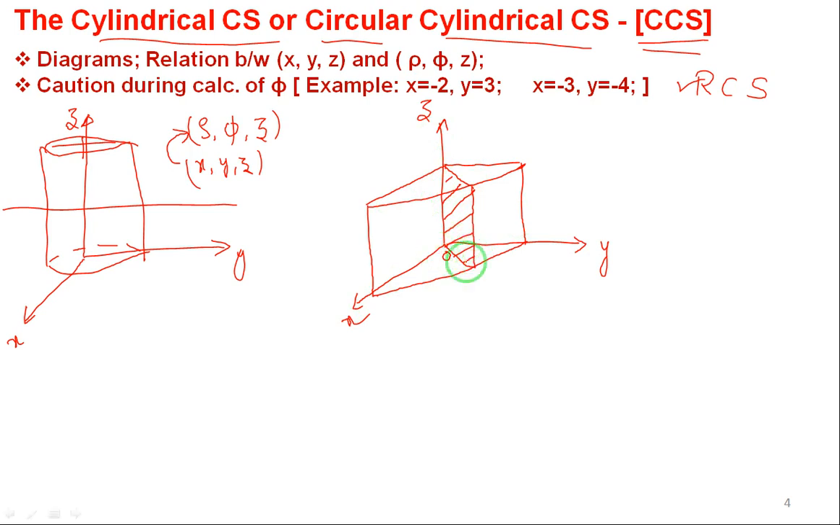Is it fine? The distance from the origin to here, the radius of the cylinder, let me call it rho, and the angle made with respect to the x-axis by this plane is phi. In total 3 planes are there here: the rho equal to constant plane, the phi equal to constant plane, and the z equal to constant plane. I will tell you which planes they are.